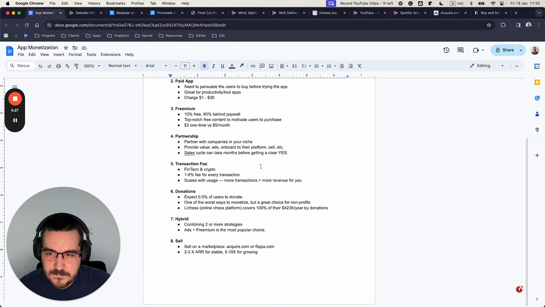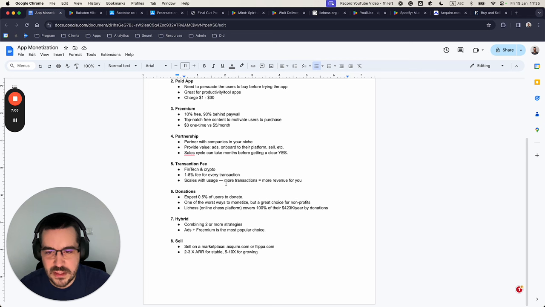So then the next one, transaction fee. Wolt uses this too, but maybe they don't charge a percentage, but a fixed fee. That doesn't matter. Transaction fee is more for fintech and crypto apps where there are monetary transactions going on, and you deliver those transactions, and you just take a percent off every transaction. That's a great way to monetize because the transaction fees can be small, so 1% to 8%, and your revenue scales with usage.